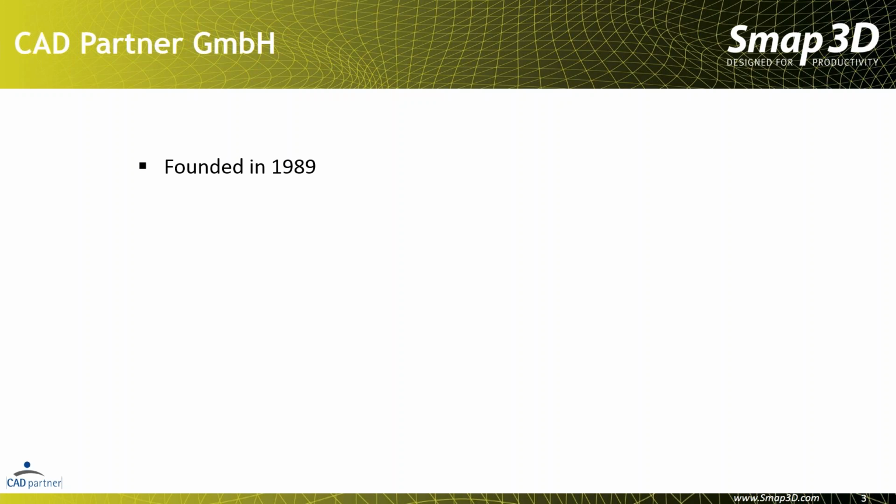CAD Partner was founded in 1989, and we are recommended by SolidWorks and Solid Edge, the two CAD systems that we support with our add-in. Both also have their own solution for piping, but it's a really simple solution. If it comes to more complex piping or real plant design, they also recommend Smap3D, because only we can provide a consistent process chain from P&ID to piping to isometric. And we have the connection between the modules and, for example, also the automatic generation of the isometrics.